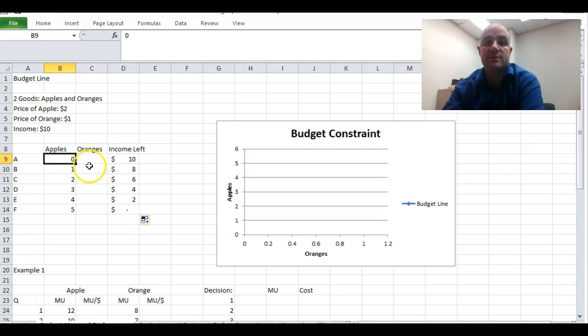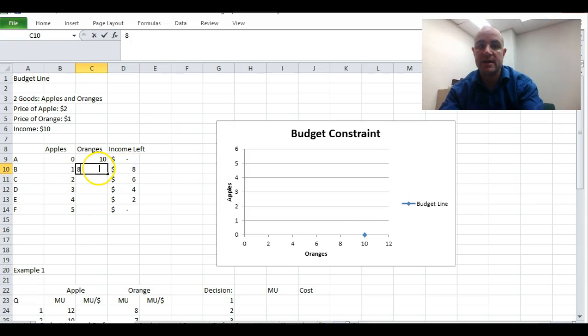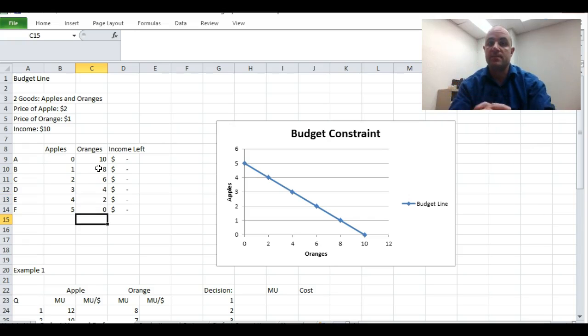So if we don't buy any apples, we'll have $10 left. Oranges cost $1 each, so we can buy 10 oranges. That's one point on your budget constraint. If we buy one apple, we'll have $8 left, so we can buy 8 oranges. And then we can buy 6, 4, 2, and 0. So this is our budget constraint. It's the maximum combination of the goods that we can buy. This is what we are limited to.